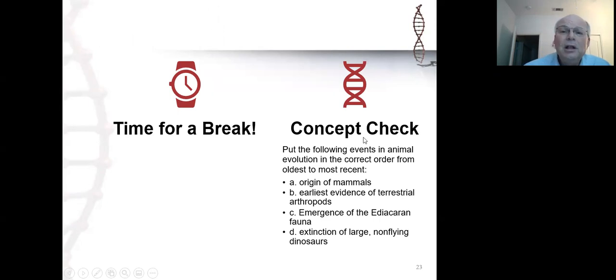This is a pretty easy one. Put the following events in animal evolution in the correct order from oldest to most recent. Origin of mammals, the earliest evidence of terrestrial arthropods, emergence of the Ediacaran fauna, and the extinction of the large non-flying dinosaurs. See you on the other side of the break.